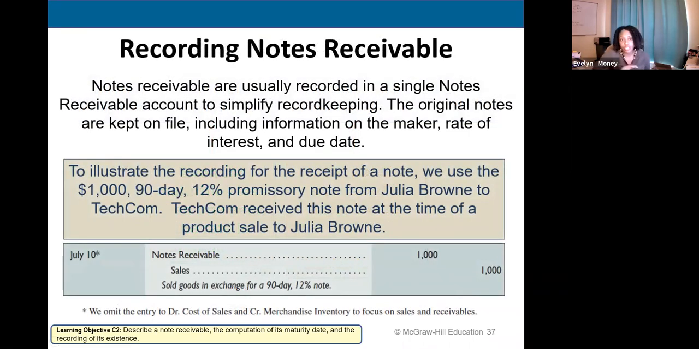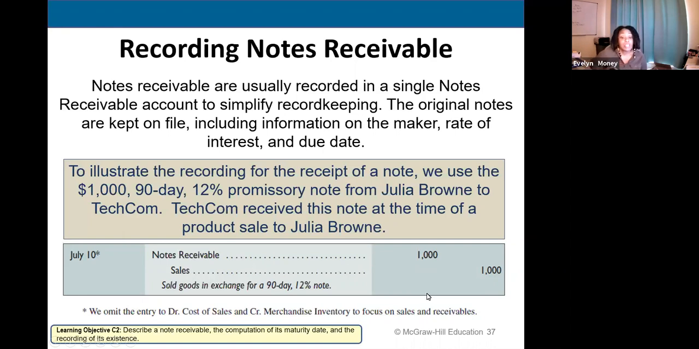Now, I'm itching to see some journal entries. Let's see some journal entries. On the day the note is received by the company from the customer, the company is required to record a notes receivable. To illustrate the recording, we're going to use that $1,000 90-day 12% promissory note from Julia Brown to TechCom. We are TechCom. We debit notes receivable for the $1,000, and this was for a sale.